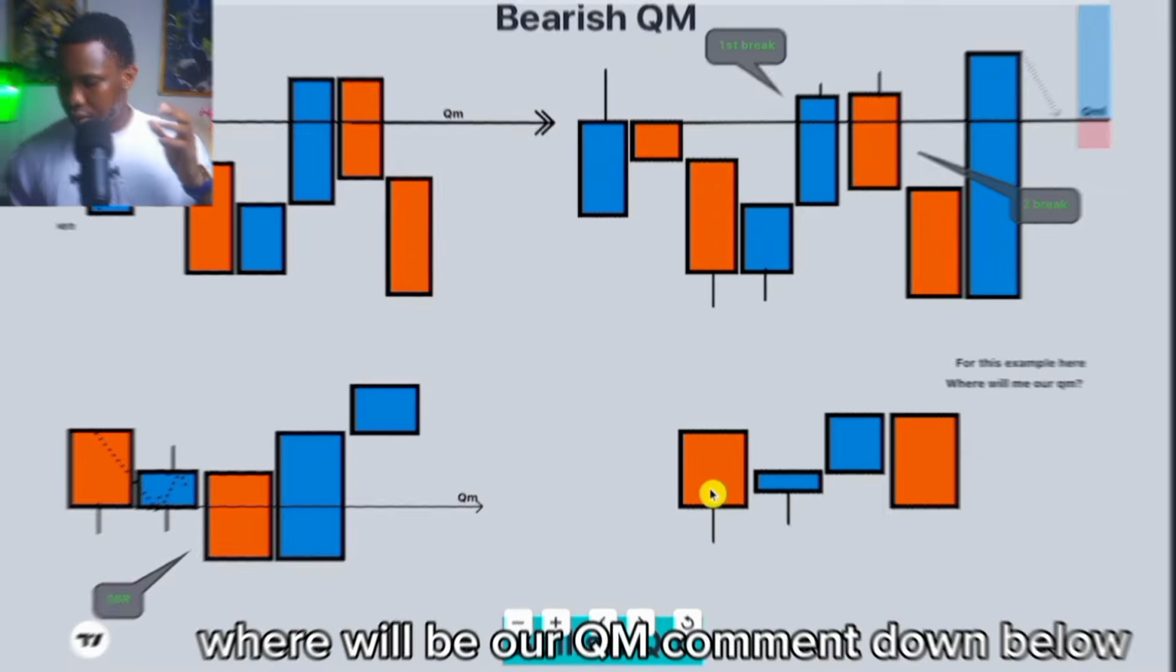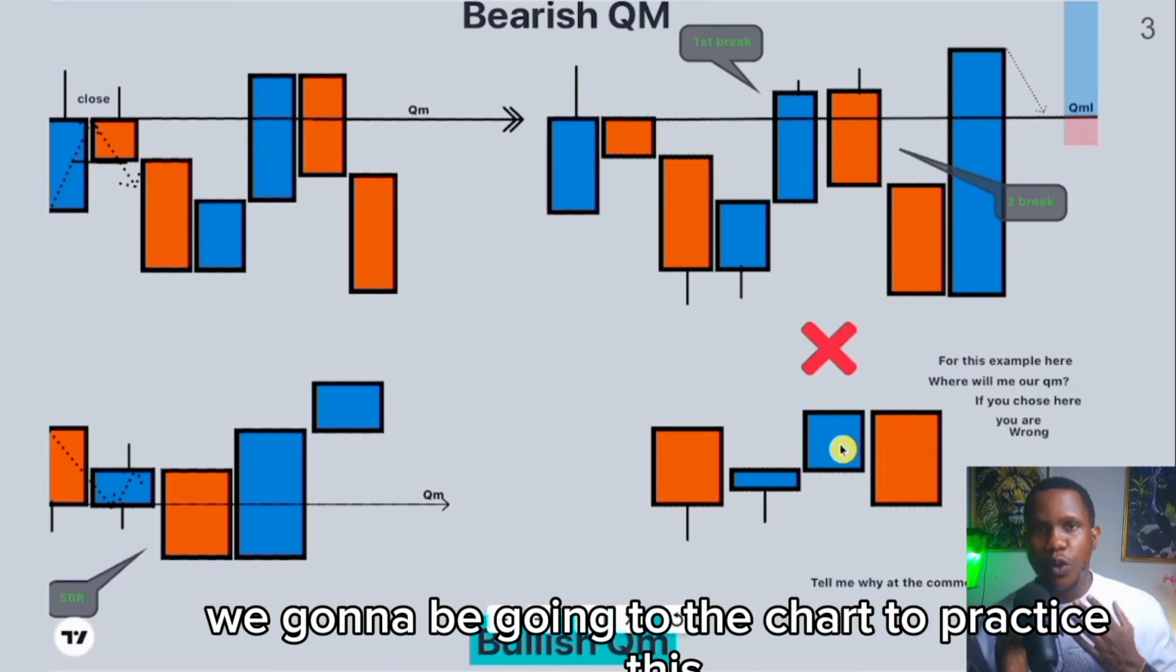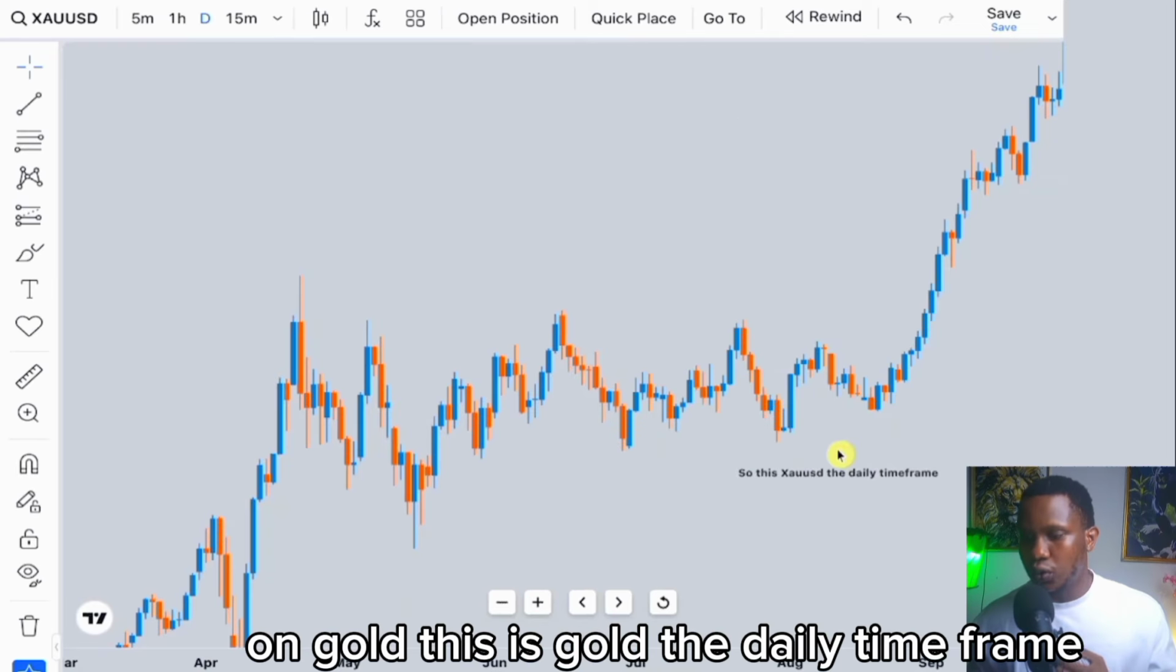Traders, then for this example right here, where will be our QM? Comment down below. If you choose here, you are wrong. We're gonna be going to the chart to backtest this on gold.